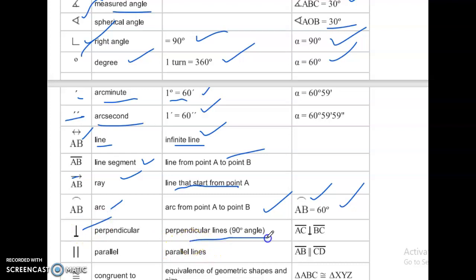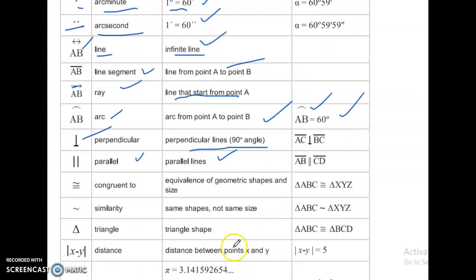Perpendicular lines, 90 degree angle: line segment AC perpendicular to line segment BC. Parallel lines: line segment AB parallel to line segment CD.